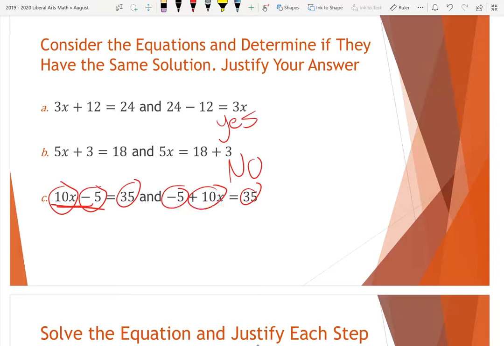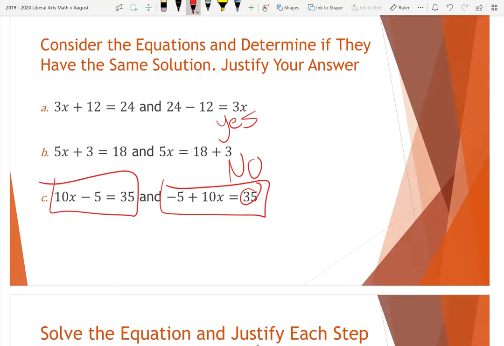Since they're the same thing, that must mean that that is the same thing as that as well: 10x minus 5 equals 35. If these are the same, and we already know 35 is the same, then it must be true. It must be yes, that everything is all the same.